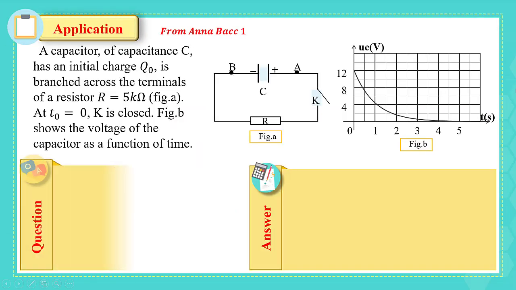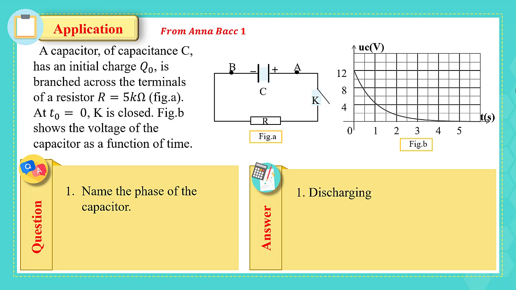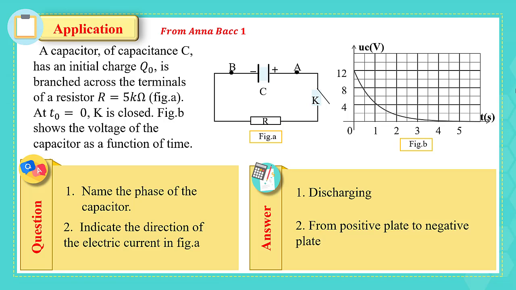Application number 5. A capacitor of capacitance C has an initial charge Q0, and is branched across the terminals of a resistor R equal to 5 kilo ohm. At time t equal to 0, K is closed. Figure B shows the voltage of the capacitor as a function of time. This is the figure which shows the variation of UC as a function of time, and this is the circuit showing the capacitor and the resistor.